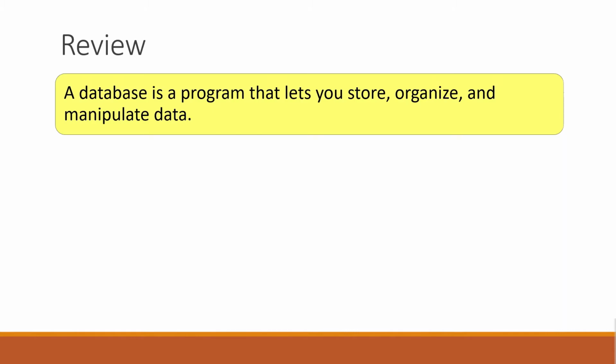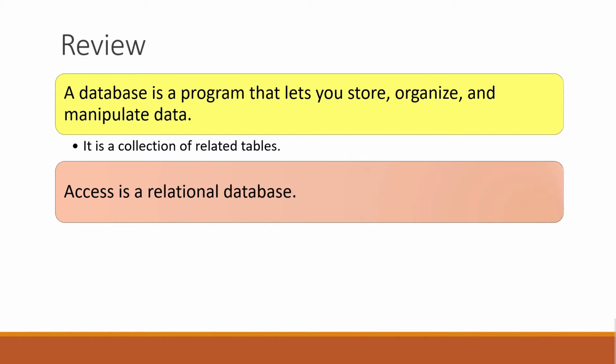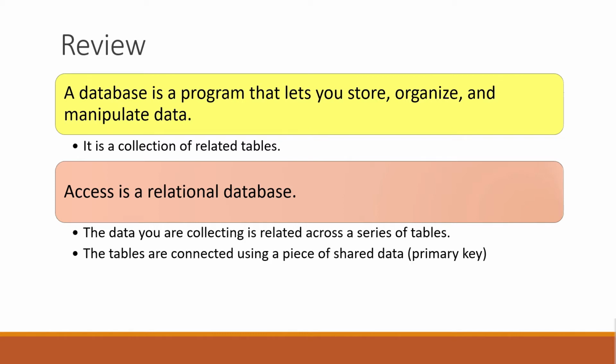So let's review. A database is a program that lets you store, organize, and manipulate data. It's a collection of related tables, so you would have multiple lists that you relate to each other. Access is a relational database. The data you are collecting is related across a series of tables. The tables are connected using a piece of shared data, a primary key.